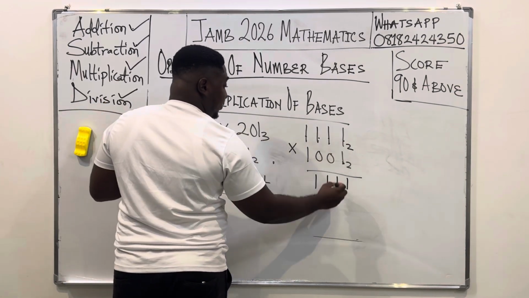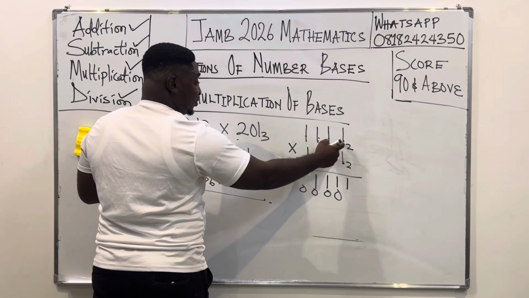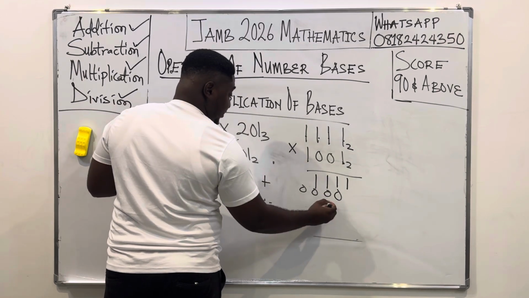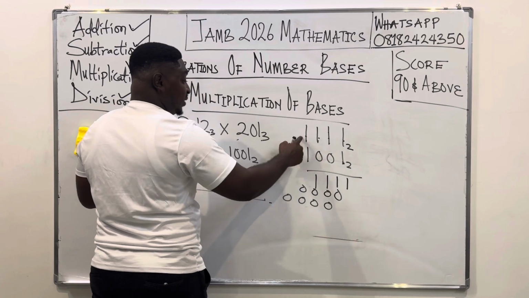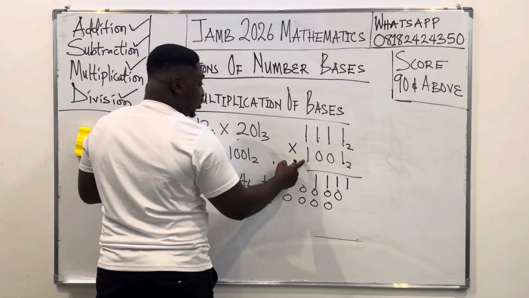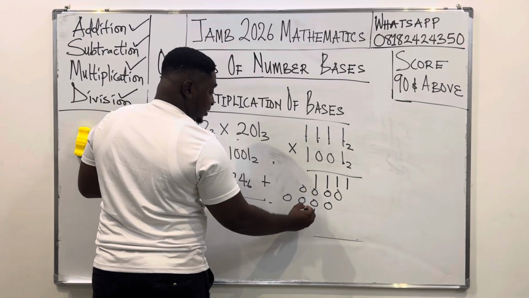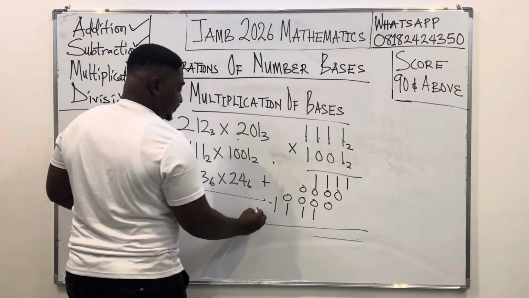Now, 0 multiplied by 1 is 0. 0, 0, 0. So this 0 has gone through these 4 ones. This same 0 will do the same thing. 0, 0, 0, 0. Because 0 multiplied by 1, 1, 1, 1 is 0 all through. Now 1 will go through these 4 ones, and what are we going to have? 1 times 1 is 1. 1, 1, 1. Now time to add up.